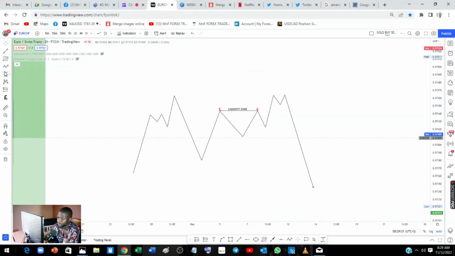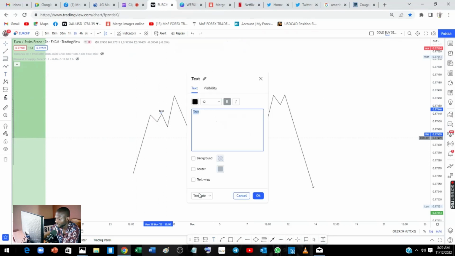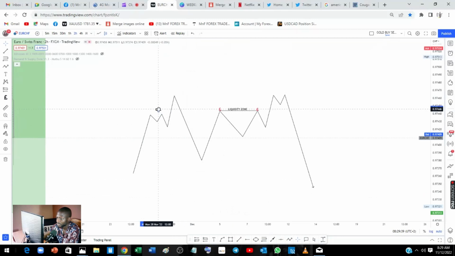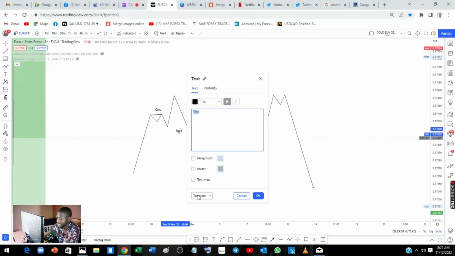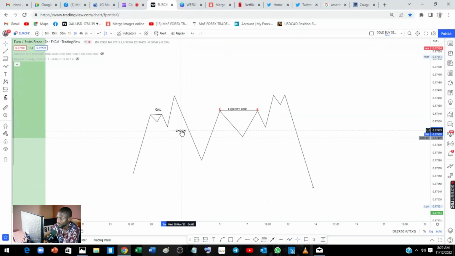This is what we call the QML right here. You can actually add this as a dual resistance QML. And then this is our low. You can see that this low was broken by this candle. This is our change of character. We know that the major trend is a downtrend, but we had this short-term uptrend, and that short-term uptrend was changed by a break of this particular candle right here. That tells you that the trend was changed from being what? An uptrend to a downtrend.